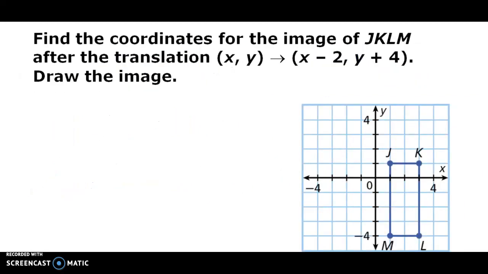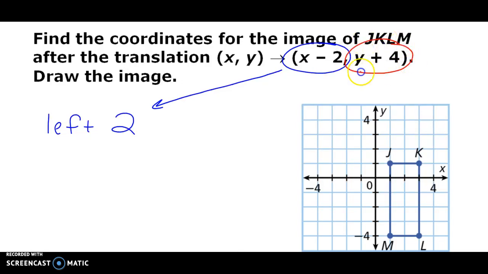So what do you think, is this telling you to go right or left? Left, because it's negative. Left 2 is what that means, right? Take the x value and move it left 2, okay? Now we have a y value. What is this telling me to do? That's telling me to go up 4. Plus 4, right? Y plus 4 is up 4.